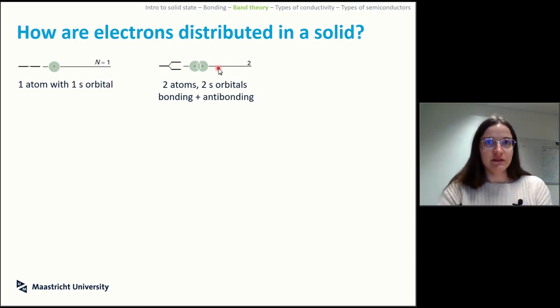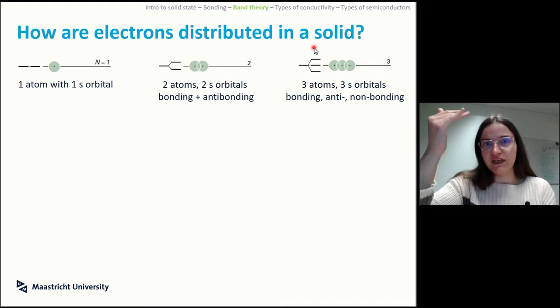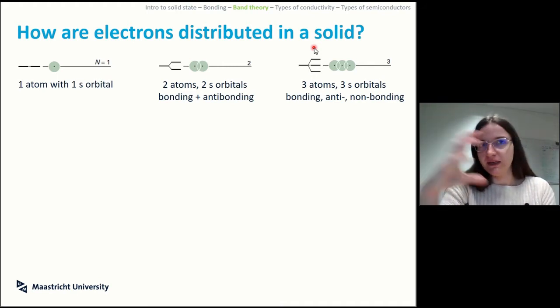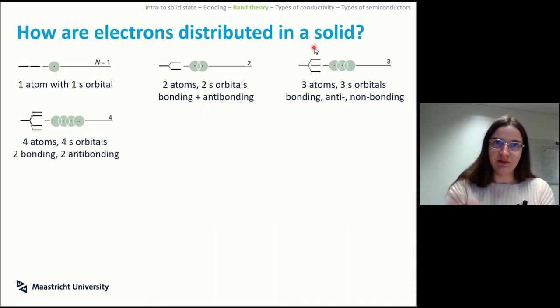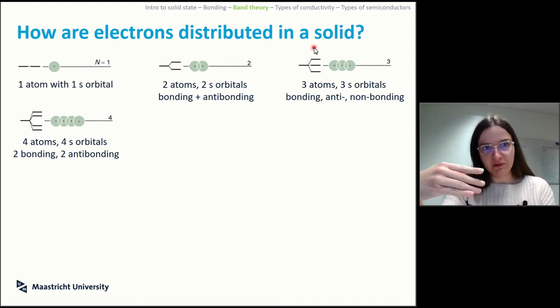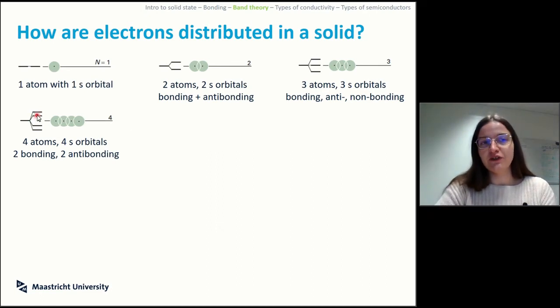Now, if you add a third atom next to the side, 3 atomic orbitals, 3 molecular orbitals. So one bonding, one anti-bonding, very much high in energy, and one non-bonding in between that ends up being a bit at the same energy as it was before. We can add the fourth one. So at this point you have 4 atomic orbitals, 4 molecular orbitals. They end up being 2 bonding, 2 anti-bonding, and you start to see this sort of trend in which you end up with a space in between.